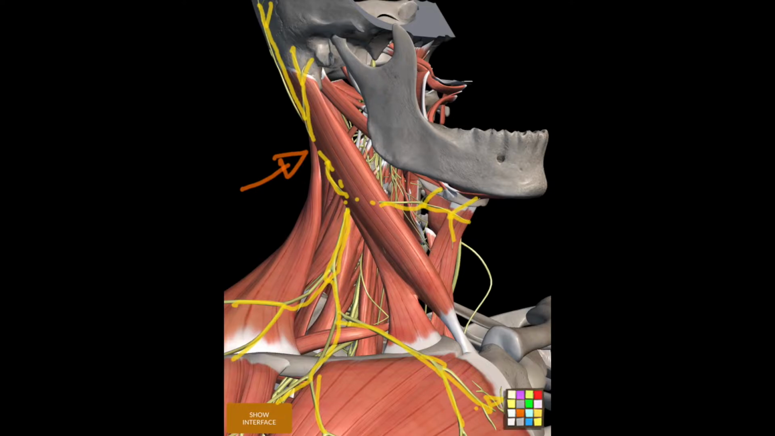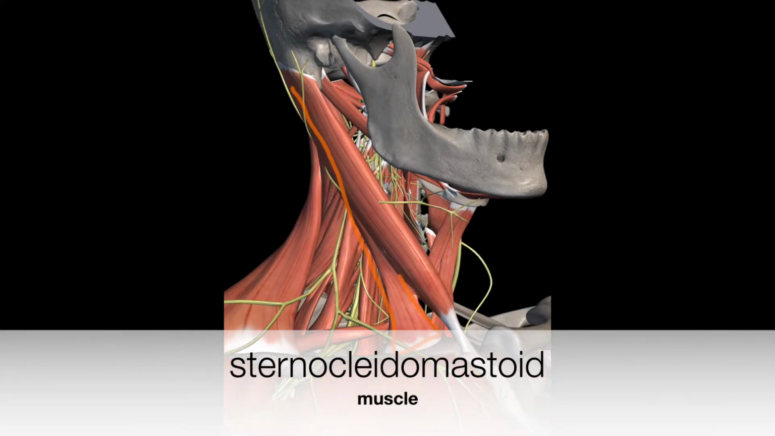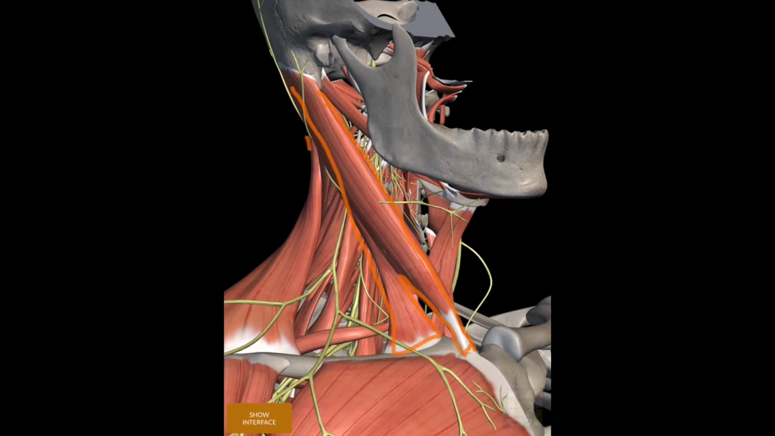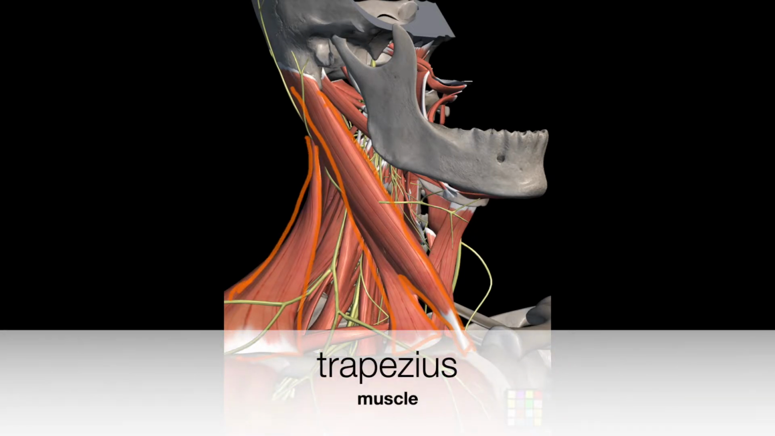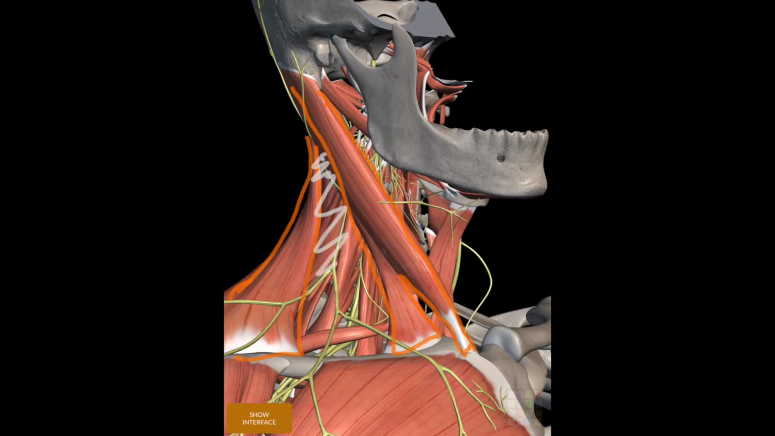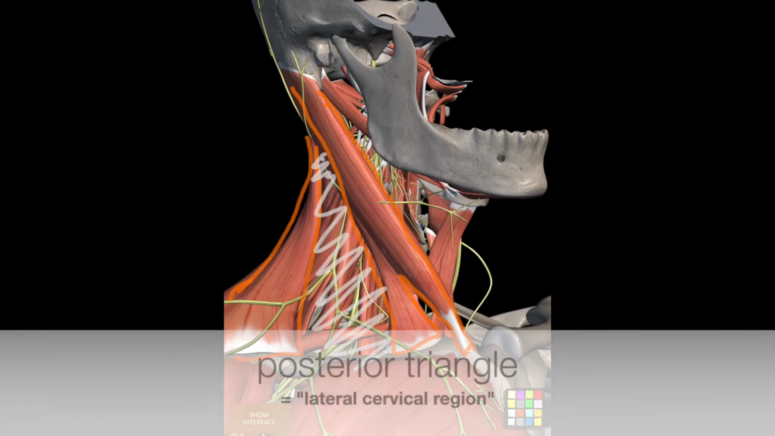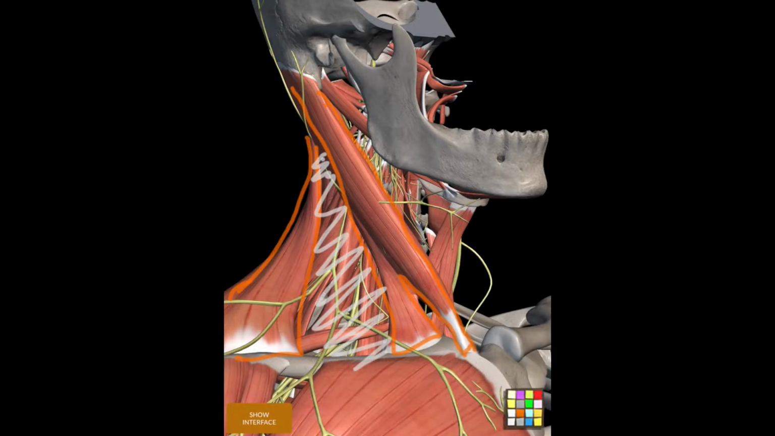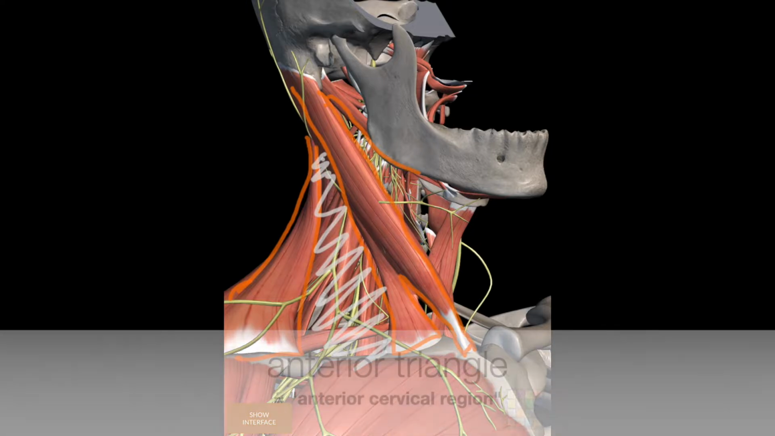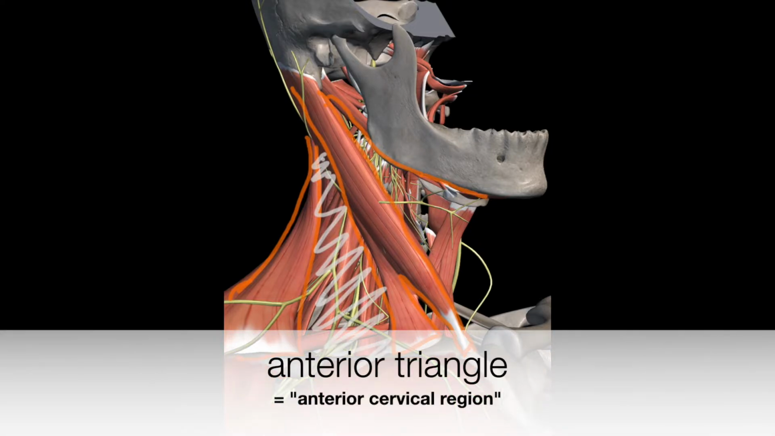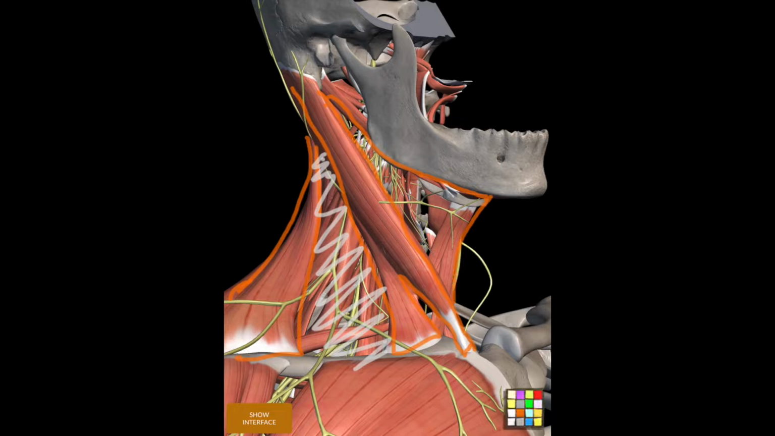We can also see here sternocleidomastoid, its 2 heads, one clavicular, one sternal, and the trapezius muscle, and these form the boundaries, along with the clavicle, of the posterior triangle of the neck, which your book refers to as the lateral cervical region. From the mastoid process, the other triangle, the anterior triangle, is bounded by the mandible here and the midline and the other border of sternocleidomastoid. And both those triangles can be further subdivided, which we'll deal with later.